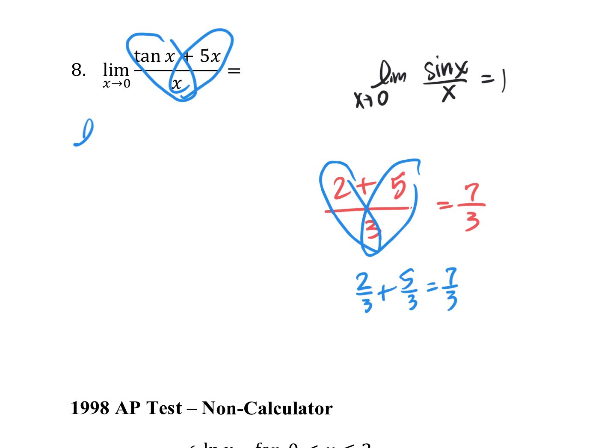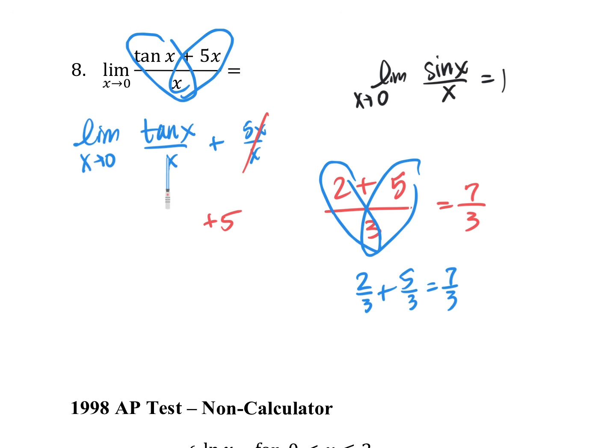I absolutely can. So we could say the limit as x approaches 0 of tan of x over x plus 5x over x. Okay. What's going to happen on this side? That's just going to leave us with what, Luca? Just a 5, right? The x's are going to cancel out. That just leaves me with a 5.